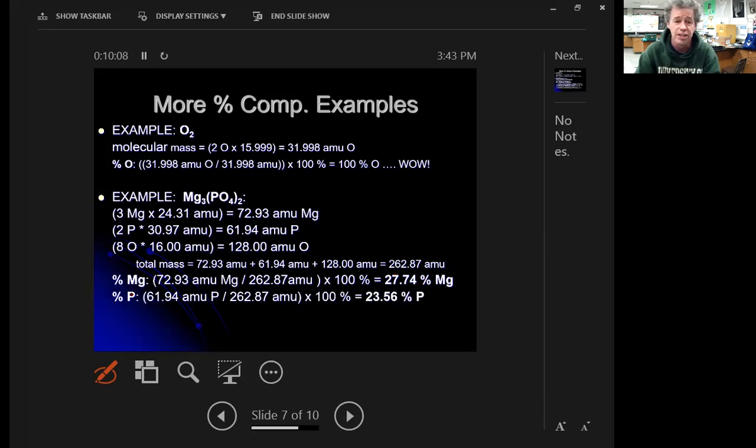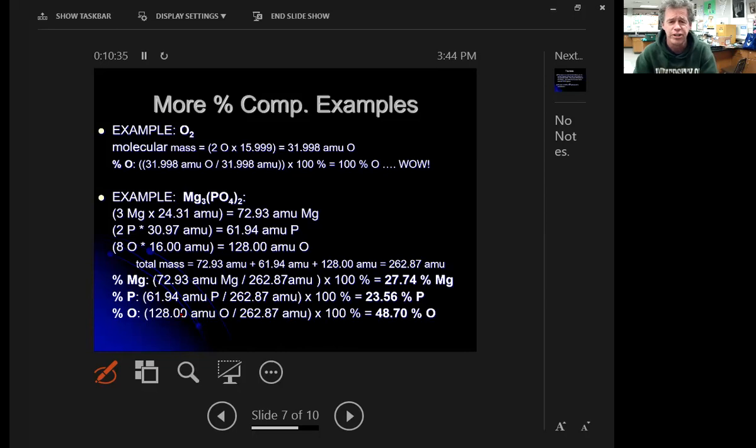Repeating it for the phosphorus, you'll find that it's 23.56% phosphorus, because phosphorus has a mass of 61.94 AMUs in this compound, out of the total of 262.87. This number divided by that number, and again times 100, will give you 23.56.